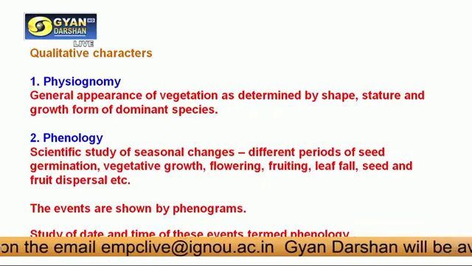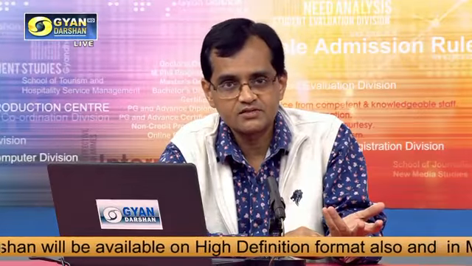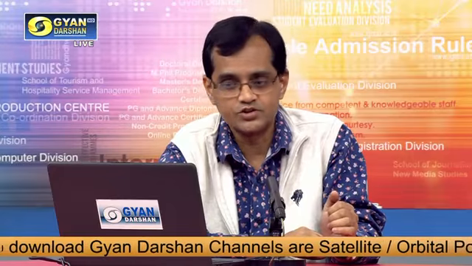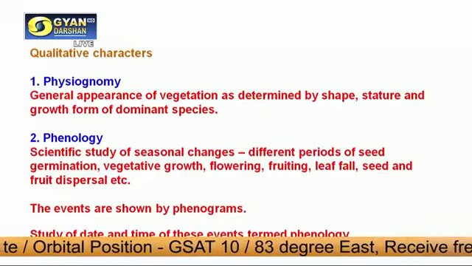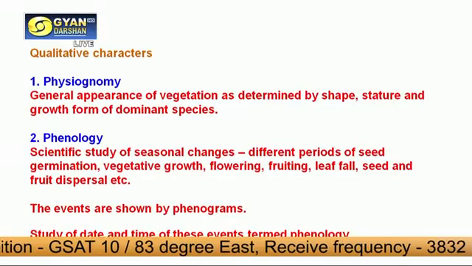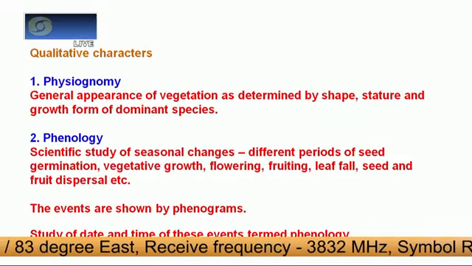You all know that the season has an effect on the appearance and disappearance of plants. You see certain plants which are predominant during the spring season. You see certain flora which are predominant during the rainy season. So, the seasonal effect, that is termed as the phenology. Different periods of seed germination, vegetative growth, flowering, fruiting, leaf fall, seed and fruit dispersal. So, this is dependent on the seasons.